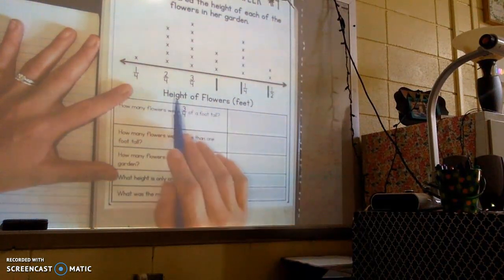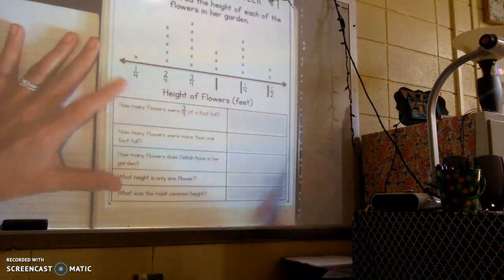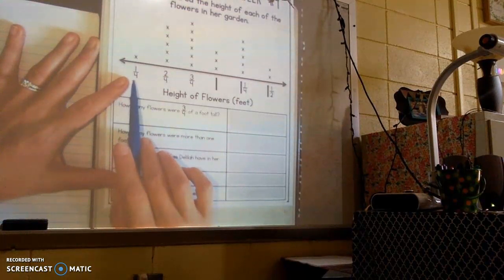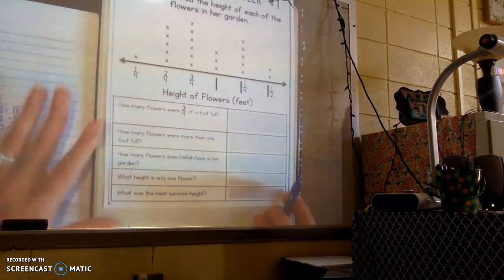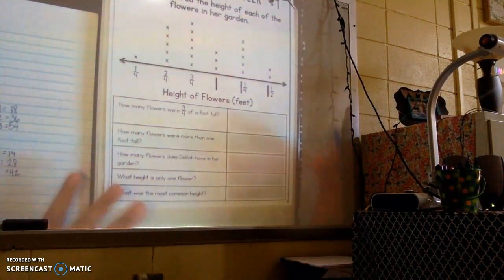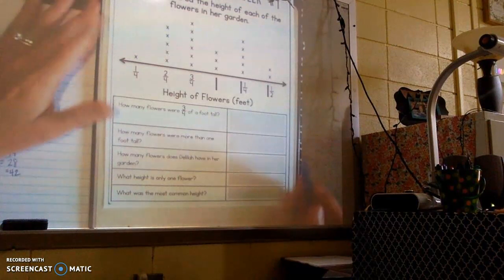All of these stand for the height of flowers in feet. So we've got 1/4 on the small end of the timeline and 1.5 feet on the larger end of our timeline. And we're going to answer these questions based on the information in our line plot here.